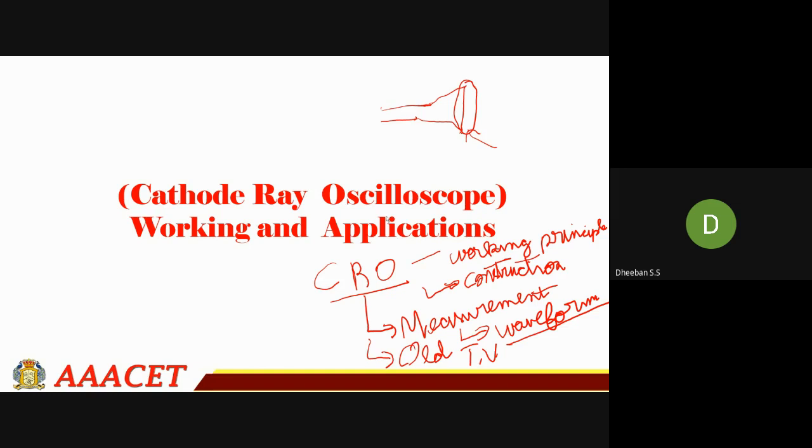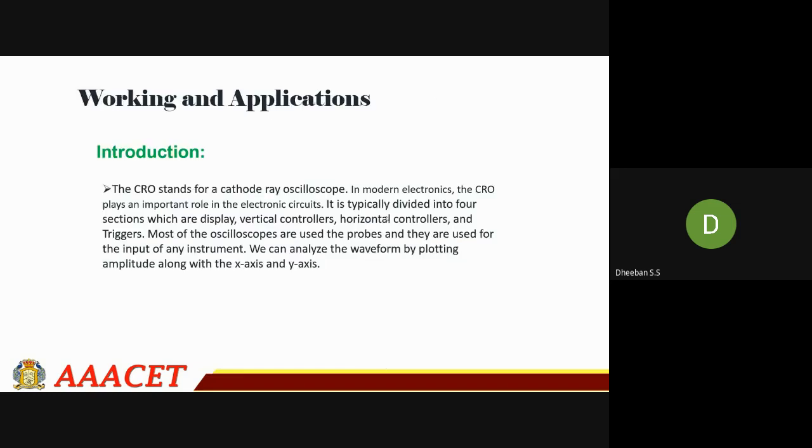So moving on. The working and applications are the main things that will be covered in this lecture. Generally CRO stands for cathode ray oscilloscope. In modern electronics, the CRO plays an important role in electronic circuits. Its components can basically be divided into vertical controllers, horizontal controllers, and then the triggers. As I said, there will be a display, and the display will be controlled by these two controllers.